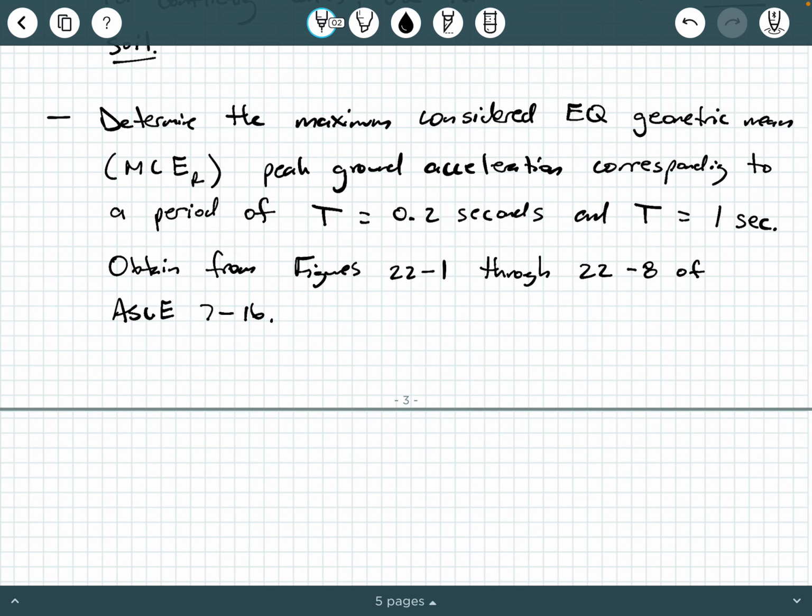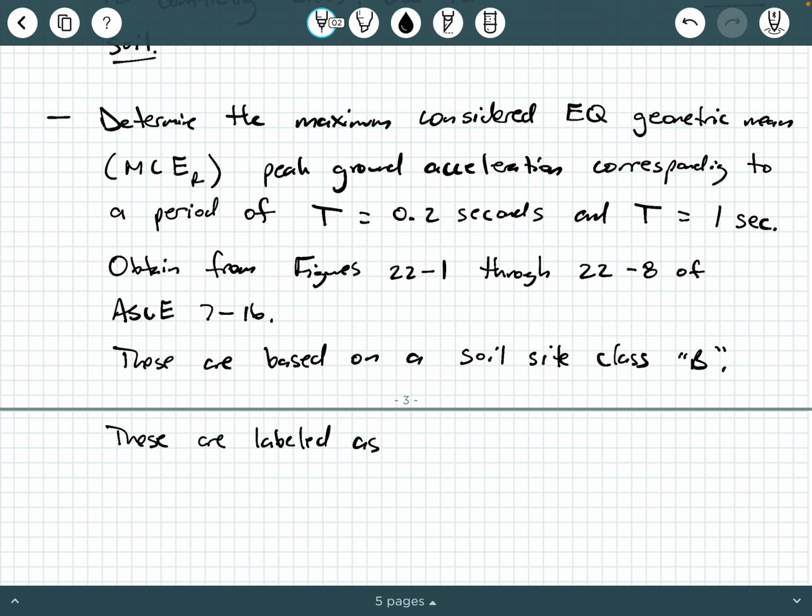So you've got to look at the title of the figure at the bottom of the page and make sure you're looking at the correct figures that you need for these values, okay? So these are based on a soil site class B, okay? So keep that in mind, and we're going to make some adjustments to transform it into whatever soil site class you have if you don't have B, for example, okay? So these two acceleration values are labeled as S sub S for T equals 0.2 seconds and S sub 1 for T equals 1.0 seconds.